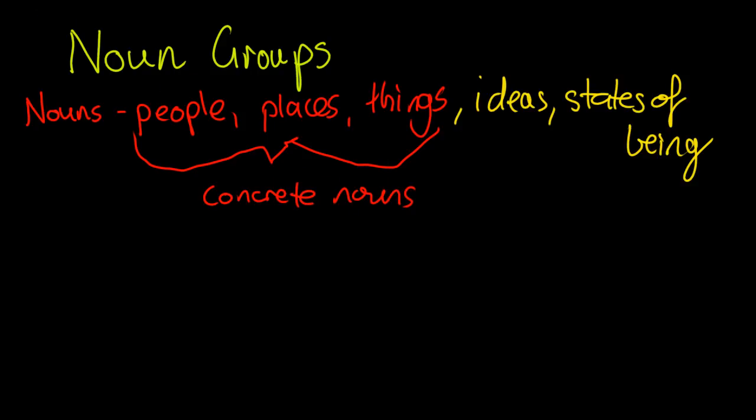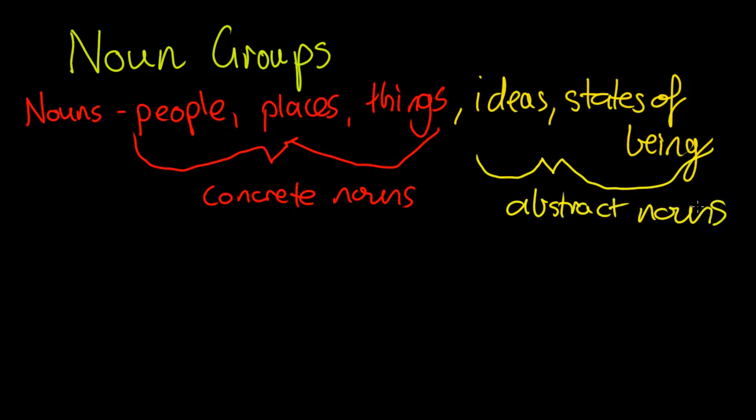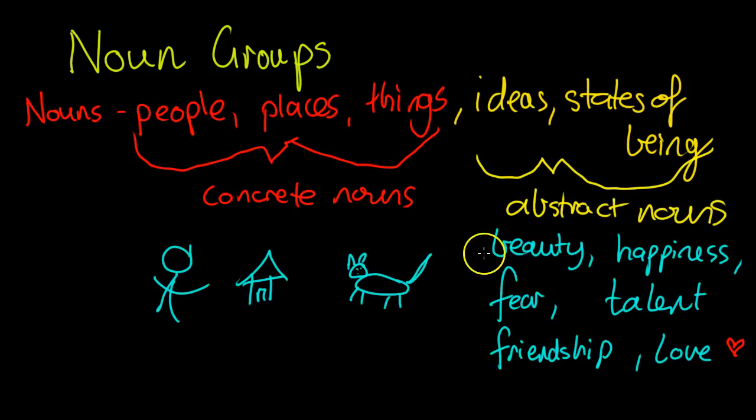The ideas and the states of being are things that we can't see and we can't touch. Things like happiness or sadness, and we call these nouns abstract nouns. And here are some examples: beauty, happiness, fear, talent, friendship, love.